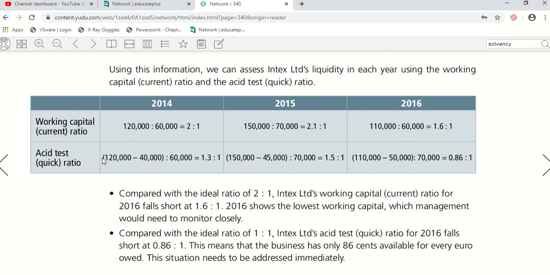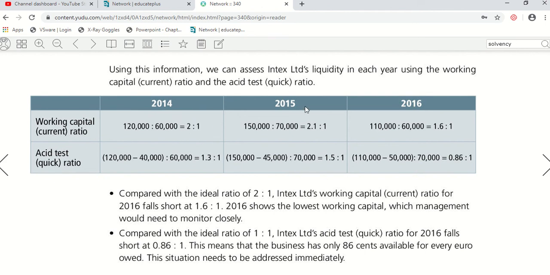And remember, when we're analysing or commenting, we'll always be aware of the norms or the ideals of 2:1 for the current ratio and 1:1 for the asset test ratio. Looking at the figures here, the current assets for this year were 120,000 divided by current liabilities of 60,000. If you have 120,000 in assets currently and owe 60,000, that's good. You have double the amount to pay back. The norm or the ideal is €2 available for every €1 that's owed, so 2:1. That's good that year.